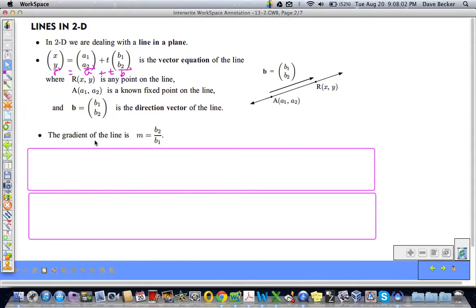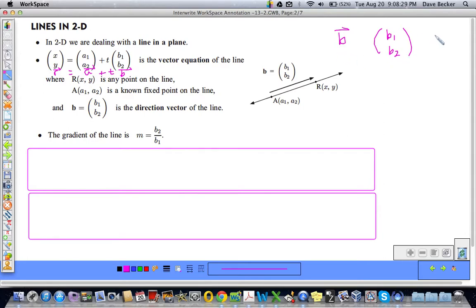Now, the gradient of the line is m equals b2 over b1. What's that all about? Well, remember, this is vector b. Think about this. This is b1, b2, right? Those are the components of the directional vector b, right there. The directional vector. What direction is the vector going?